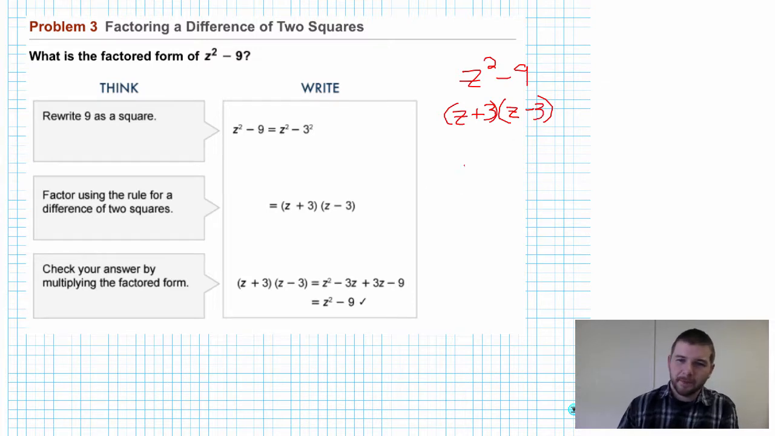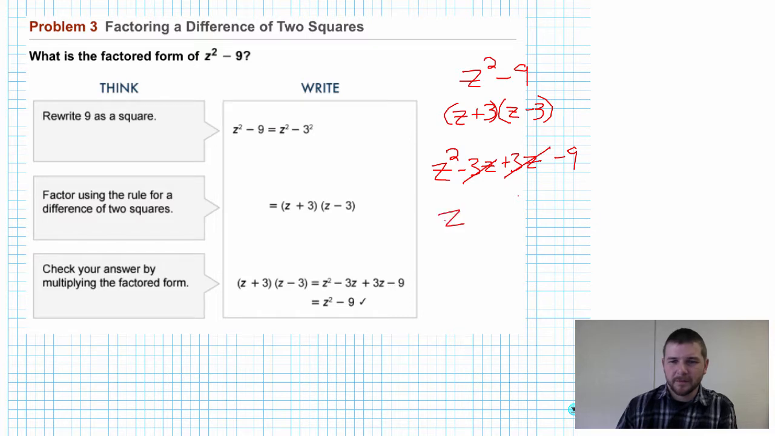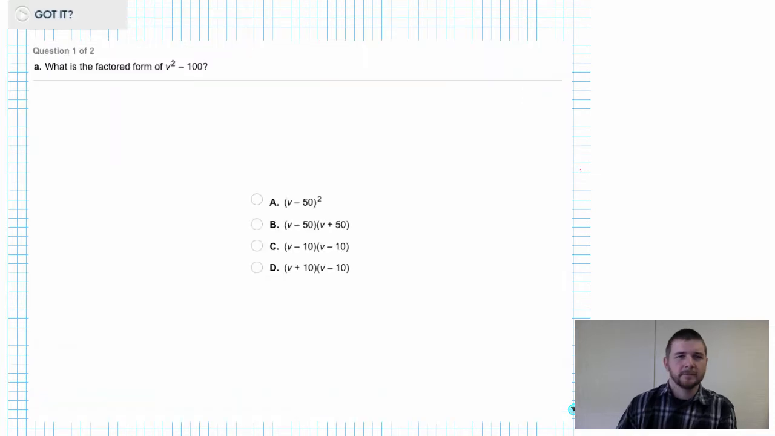So that's 3. A quick check, first, outer, inner, last, gives us z squared minus 3z plus 3z minus 9. Combining like terms, and done. And a chance to show that you have got it. What is the factored form of v squared minus 100? Work carefully and make your selection from the choices below.